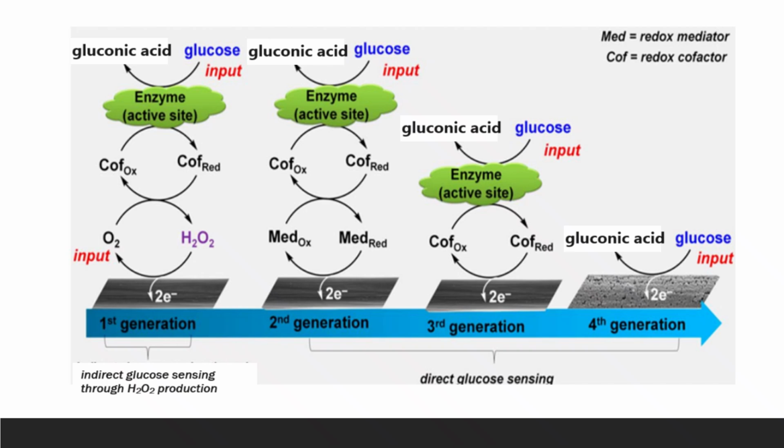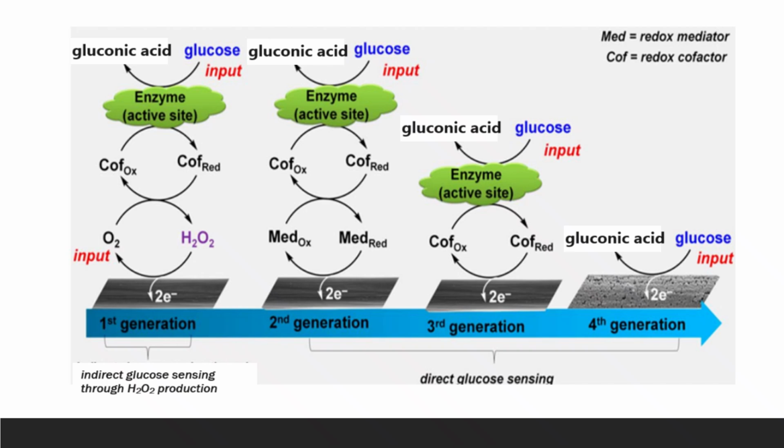So glucose is the input. Glucose is converted into gluconic acid with the help of the enzyme, which is GOX. This is the active site. On this active site, we also add something called a cofactor, right? The cofactor gets reduced. When something is oxidized, something else has to get reduced. So the cofactor gets reduced. Now this cofactor wants to come back to its original state.